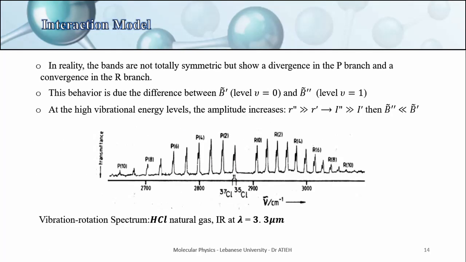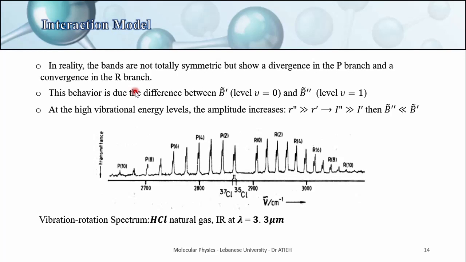In reality, the bands are not totally symmetric, as you can see here from the figure. So, here is the P branch and here is the R branch. In the R branch, you can see as the frequency increases, the lines become closer. And here the lines become further. The bands show a divergence in the P branch and a convergence in the R branch.